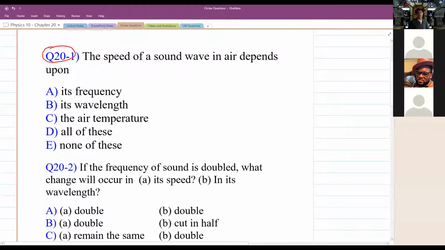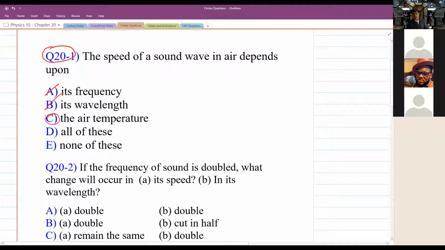Speed of sound. The speed of a sound wave in air depends upon A, its frequency, B, its wavelength, C, the temperature, D, all of these, E, none of these. What do you think? The answer is not A. The answer is not B. The answer is the temperature. That's exactly what I was thinking.